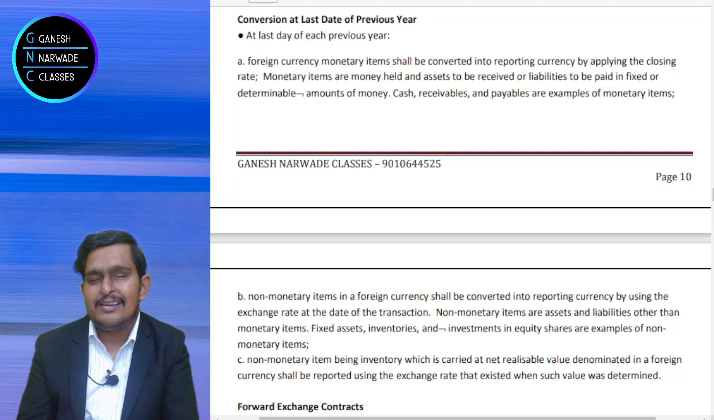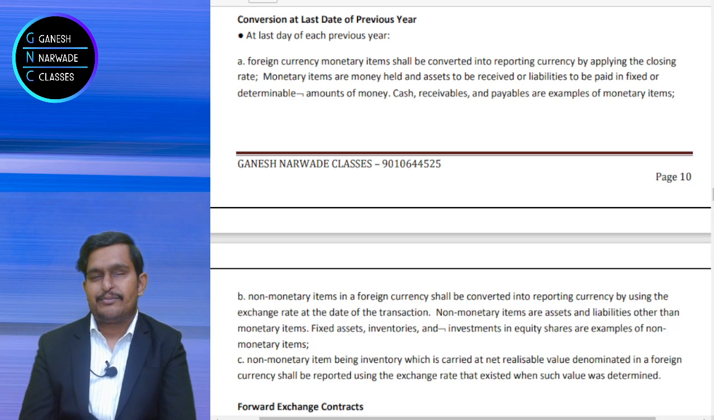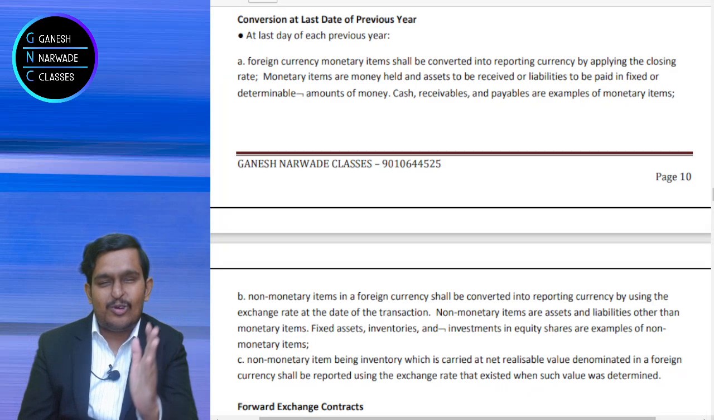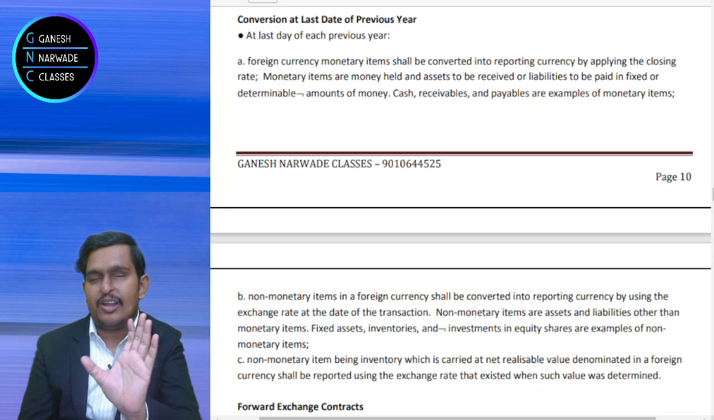And monetary items, sir, are cash, bank, receivables, debtors, creditors, and lastly bills payable. Examples. Okay. What about non-monetary items like plant and machinery, furniture, building? What to do with this? I will tell you what to do with this. The answer is don't do anything. Simple. Whatever we recognized initially, the transaction price, that only will continue. No change should be done on the closing date.